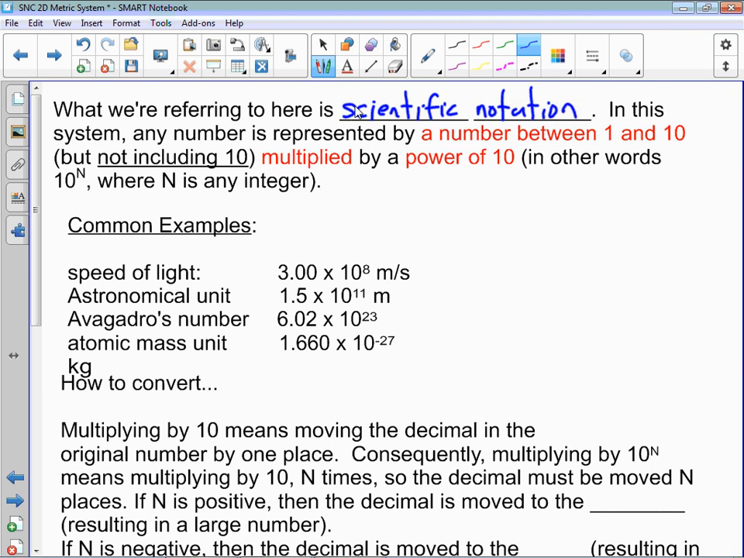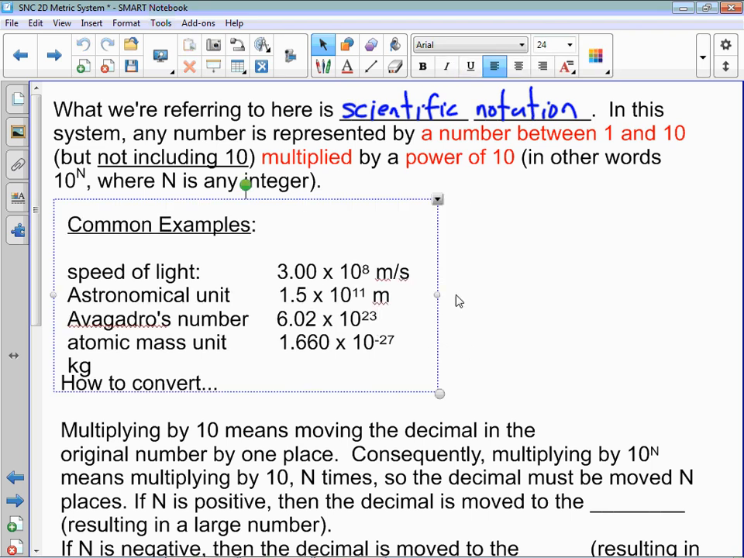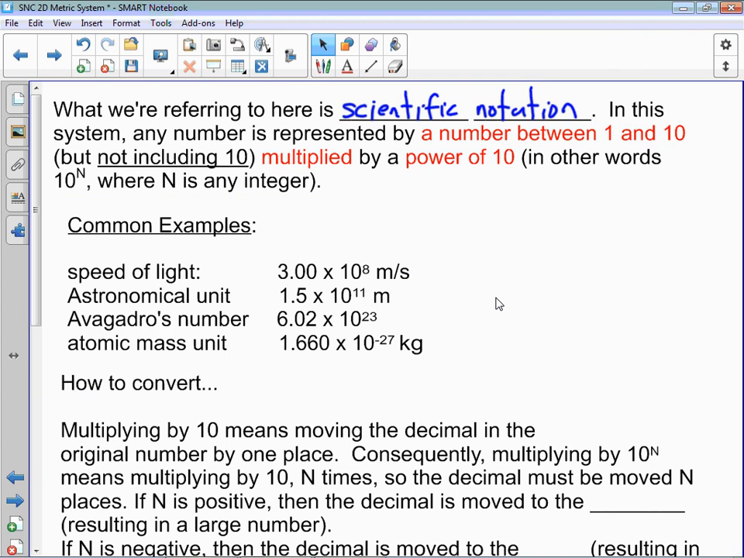So right there, it's a mathematical concept that's named after science. It's written scientific notation. So it's always a number between 1 and 10, not including 10, and multiplied by some power of 10. So a few common examples that I have here. Speed of light, which we'll be talking about in this unit. 3.00 times 10 to the 8 meters per second.